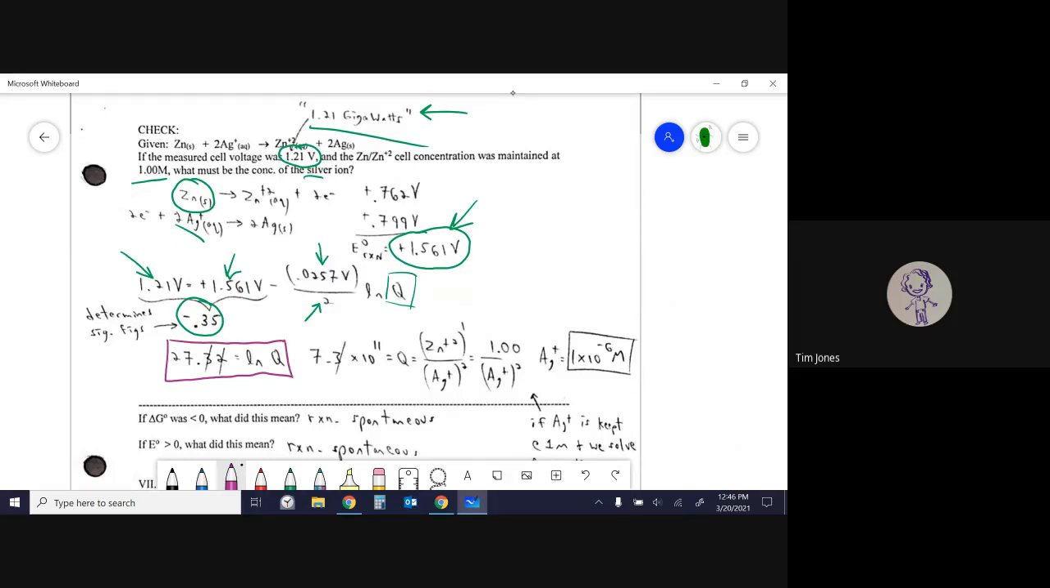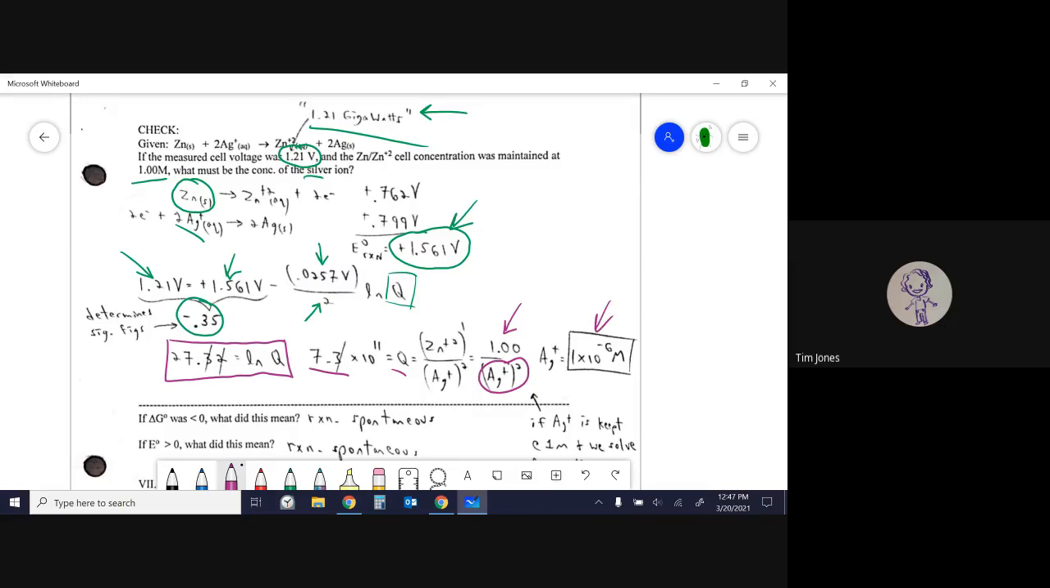And at this point, we only have 2 sig figs, and we have to undo a log, which means we lose another sig fig. So now we only have 1 sig fig. That equals Q. In this case, Q is our zinc ion over our silver ion squared. They told us that zinc is 1. Solve for the silver. Don't forget to deal with the square there. And you end up with a 1 times 10 to the negative 6 molarity.